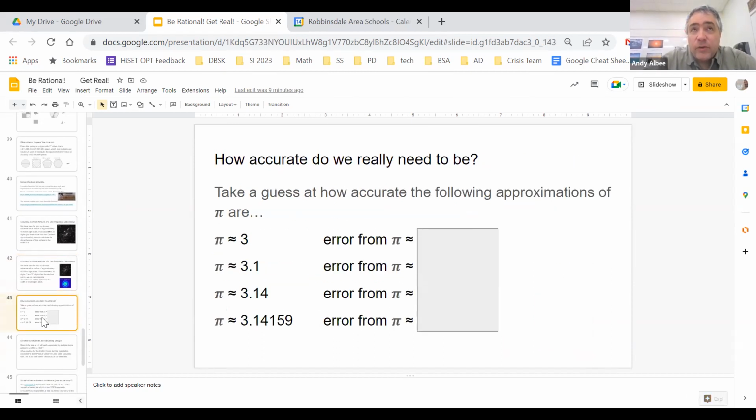So how accurate do we actually need to be with this pi number? What if we use 3? What do you think our error is? What percentage error from the known approximation of pi is 3? Anybody?